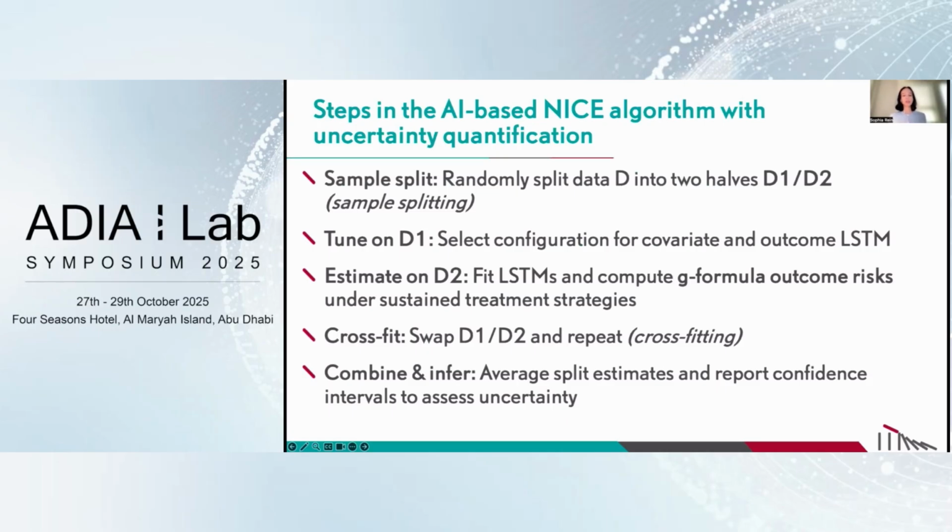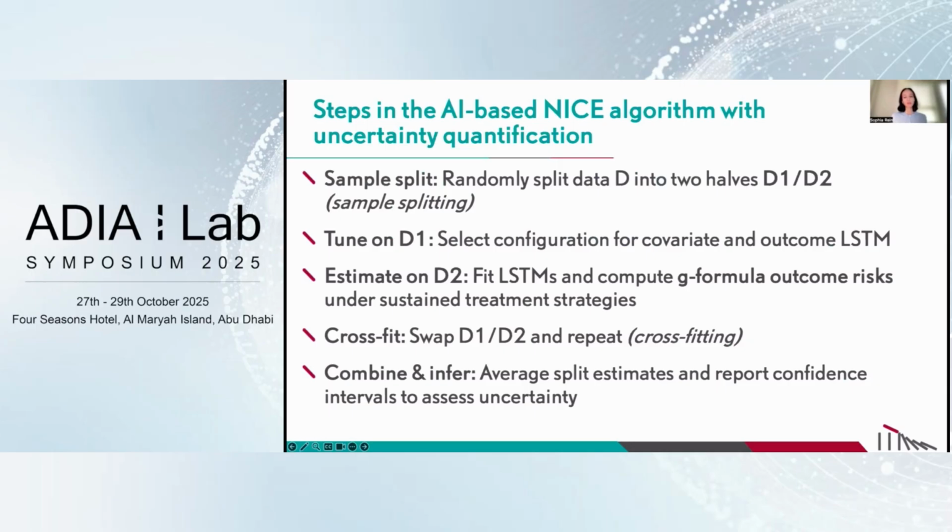So the first step is to split the data into two halves. Then the first half of the data is used to train the LSTM models and to select the best configuration or the best set of hyperparameters for the LSTMs. So there will be one LSTM for joint prediction of the covariates and one LSTM for the outcome. And the next step is to fit the models to the second half of the data and estimate the G-formula outcome risks under the sustained treatment strategies that are of interest to the investigator.